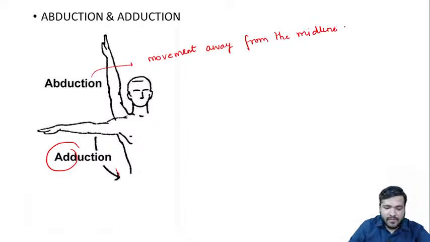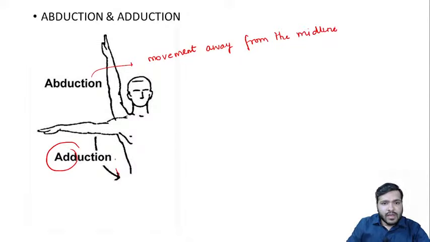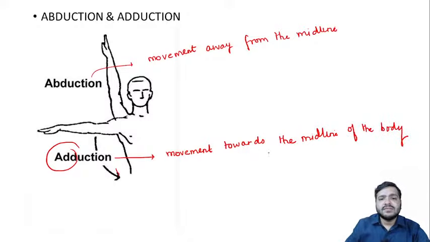And adduction basically means movement towards the midline of the body. So adduction means movement towards the midline of the body and abduction means movement away from the midline.